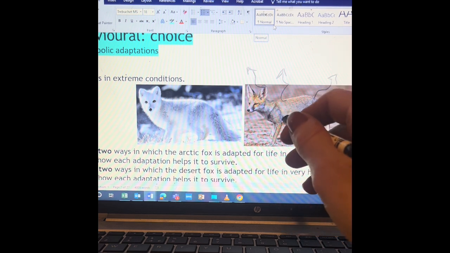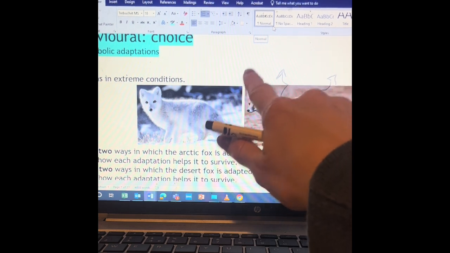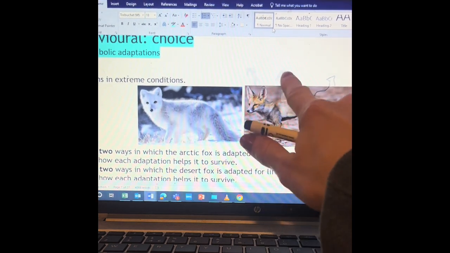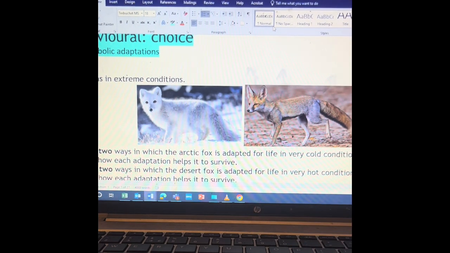They are camouflaged, and camouflage comes up all the time. That's like a physical or structural adaptation. They are camouflaged to their environment so that they can't be seen either by hunters or by their prey.